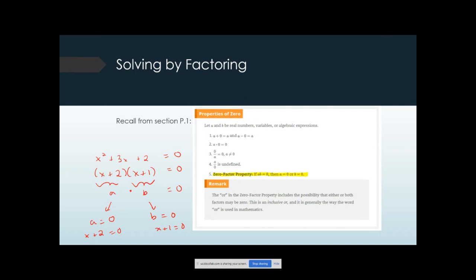And actually, I just almost solved this entire thing by factoring. The final answers would be -2 and -1 when you actually solve those linear equations. But that is the principle here when we're solving. You're going to factor it and then set each variable factor to 0.